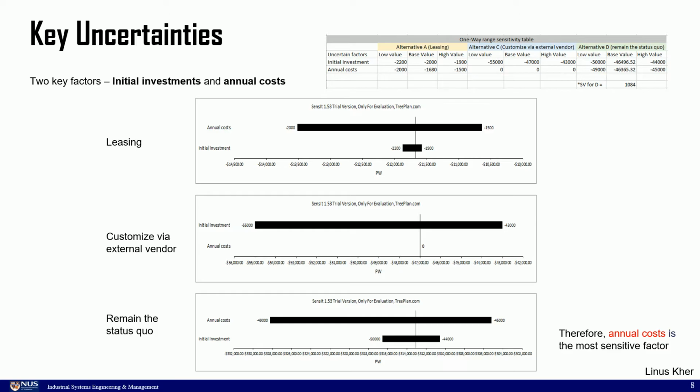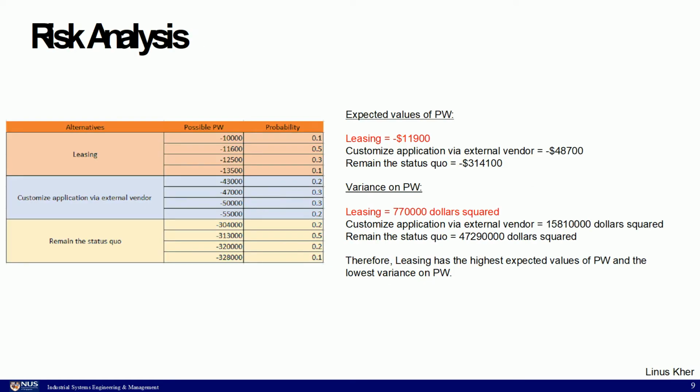So, we estimated the values for the best case and worst case scenarios for these two factors for all alternatives. Subsequently, we drew the tornado diagram to see how much it affects the PW. From the diagrams, we can see that annual cost has the largest width for most of the alternatives, which also means that it has the highest sensitivity. Hence, annual cost is the most sensitive factor. Apart from uncertainties, there are also risks. For risk analysis, we drew a mean variance trade-off.